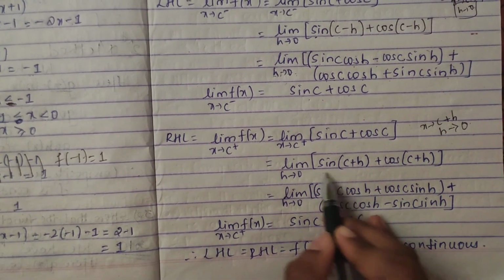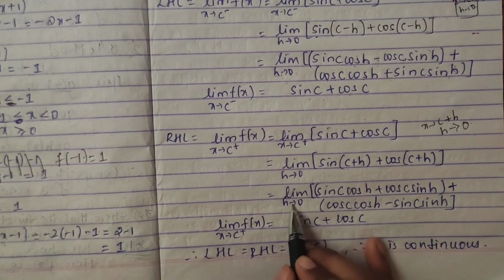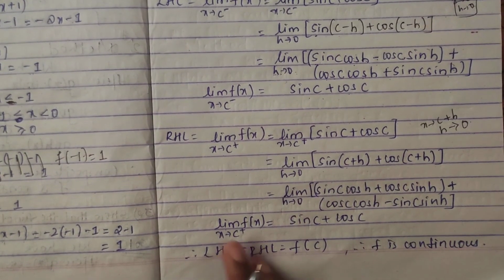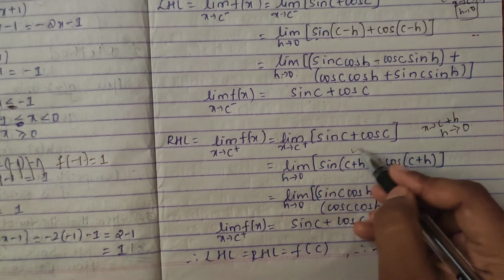So sin of (c plus h), cos of (c plus h), I am writing the formulas and then substituting as h tends to 0. So you are getting LHL is equal to RHL is equal to f of c. So f is continuous. Remember the formulas.